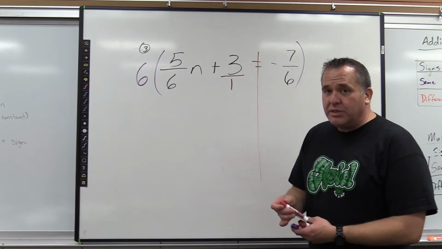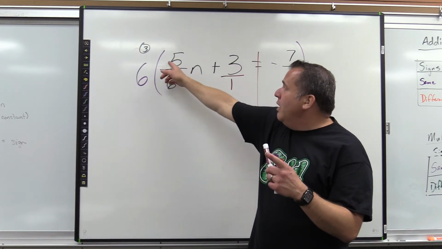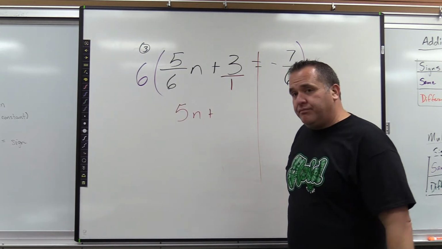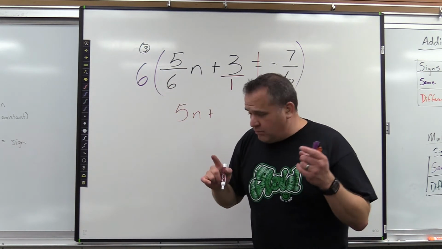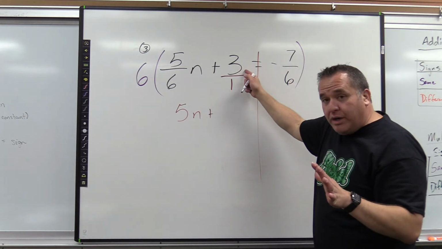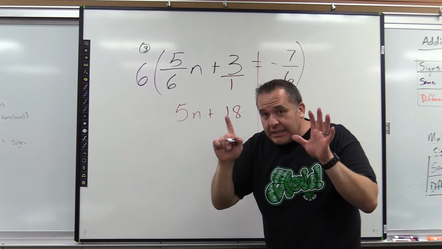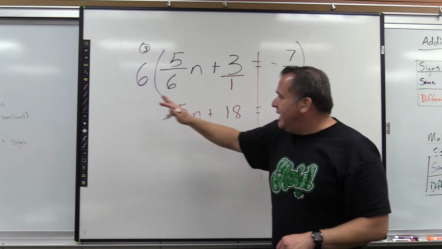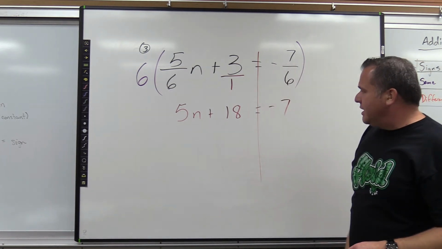Now, pay attention once again. 6 goes into 6 one time. 1 times 5 is 5n plus. Now look. 1 goes into 6 how many times? 6 times. And 6 times 3 is 18. Okay? 1 goes into 6 6 times. 6 times 3 is 18. Then that's all going to equal. 6 goes into 6 one time. 1 times negative 7 is negative 7.